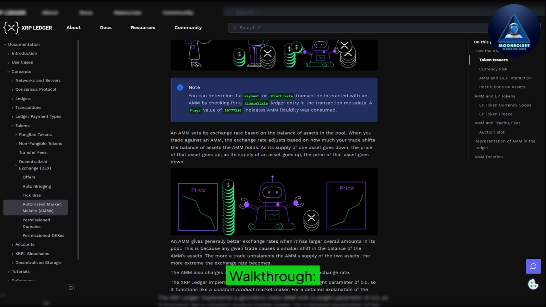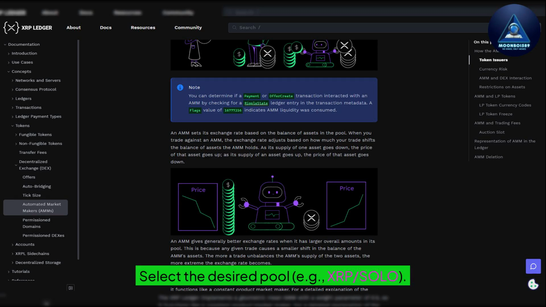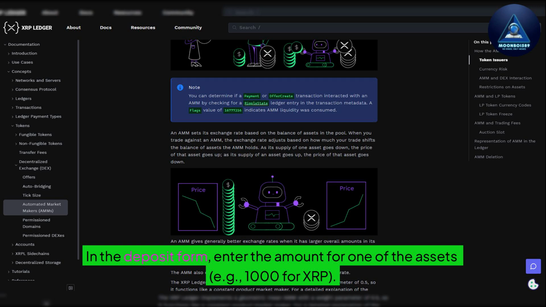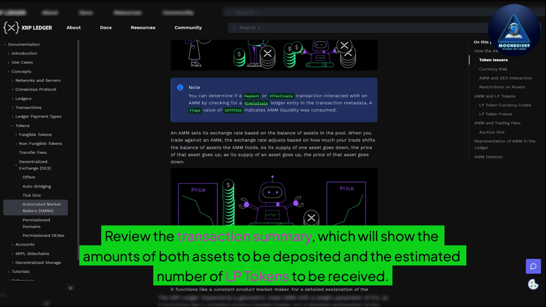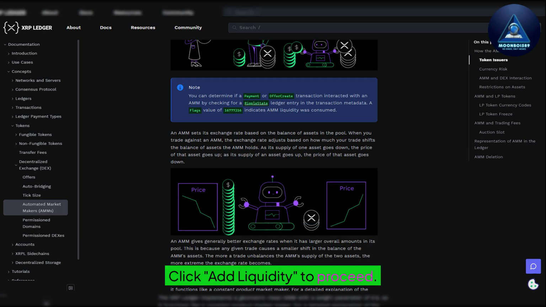User interface walkthrough. Select the desired pool, e.g. XRP Solo. Choose the option to add liquidity or deposit. In the deposit form, enter the amount for one of the assets, e.g. 1,000 for XRP. The interface will automatically calculate and populate the required amount for the second asset based on the current pool price, e.g. 500 for Solo. Review the transaction summary, which will show the amounts of both assets to be deposited and the estimated number of LP tokens to be received. Click Add Liquidity to proceed.